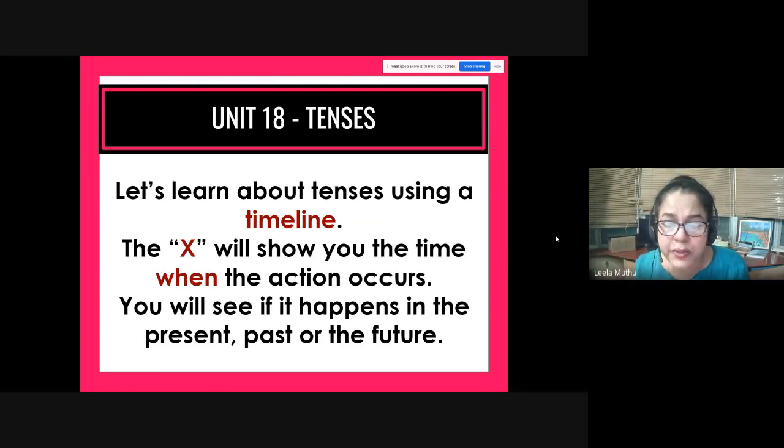The X will show you the time when the action occurs. You will see if it happens in the present, the past, which is on my left, or the future. My face is the present, my left hand is the past and my right hand is the future. Okay.